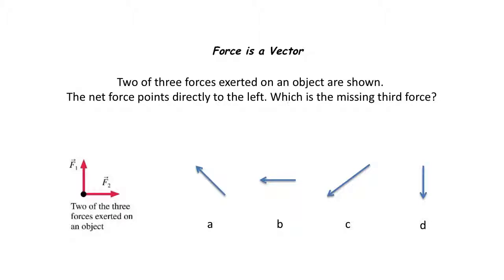Two of three forces exerted on an object are shown. Wait, this is a tricky one, so think carefully. Get your pencils out and draw. There's one force acting on this. We are trying to figure out which direction the magnitude is. The net force points directly to the left.